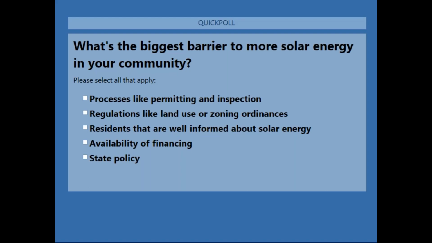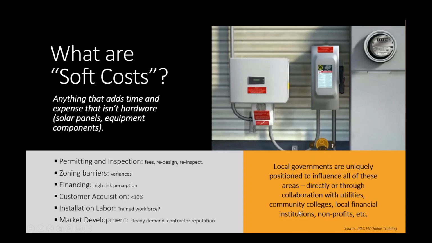Okay, thank you all for your participation. So our top three are actually availability of financing. That's probably no surprise to anyone. Residents that are well informed about solar energy is the number 2 barrier, and number 3 is state policy. So we see that soft costs definitely can impact the overall cost of solar. So that's one of the reasons why SolSmart is here to try and address these different types of soft costs. I'm going to close the poll and move on.